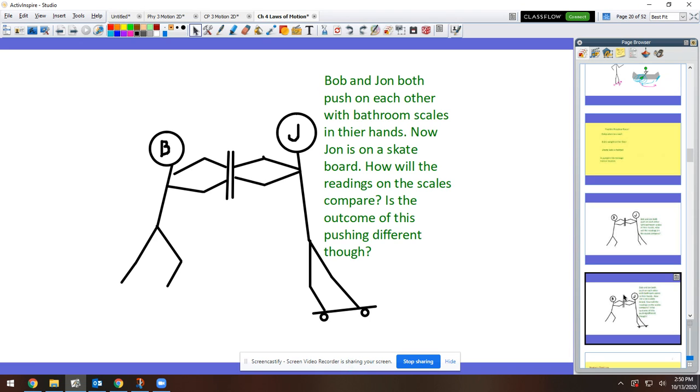We get me on the skateboard, we push, and I say, read your scale. And usually it's a very small force, 0 to 5 pounds. It's very small, but I'm moving backwards during that. And the point I'm trying to make out of that is that it's not the forces at the hands that cause the motion.